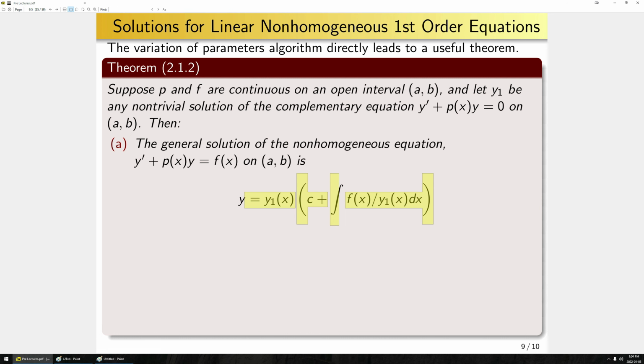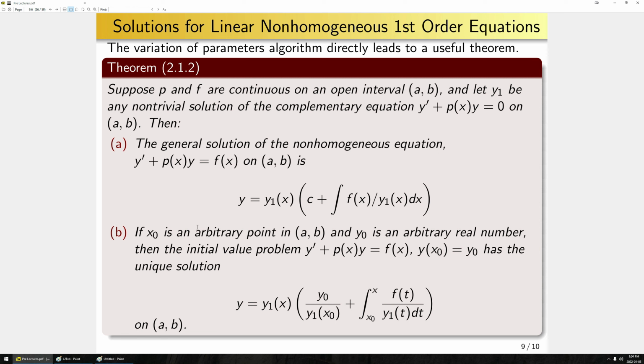And secondly, we know that if x naught is any arbitrary point in this interval, and y naught is an arbitrary real number, then the initial value problem for this non-homogeneous equation has the unique solution given by this quantity here. So how do you find this? Well, all you do is plug in the initial value into this equation here and solve it for c. When you do that, this is what it needs to be.